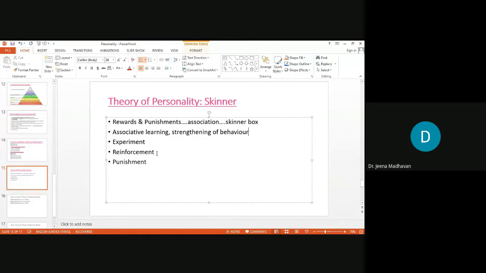Yes, then write it down. Reinforcement is any stimulus that strengthens or increases the probability of a specific response.